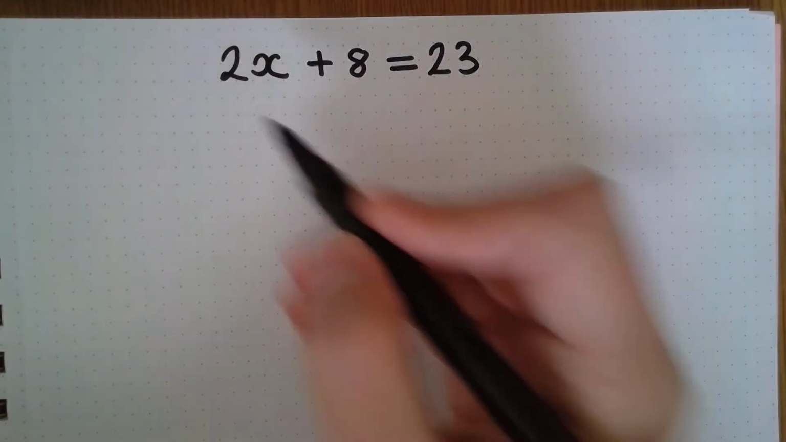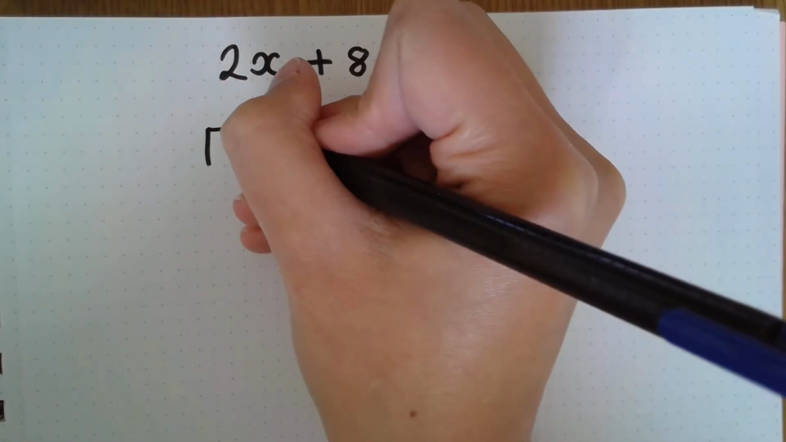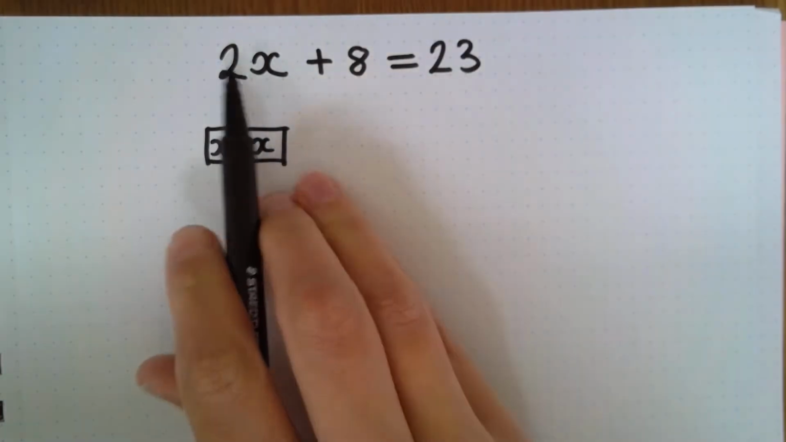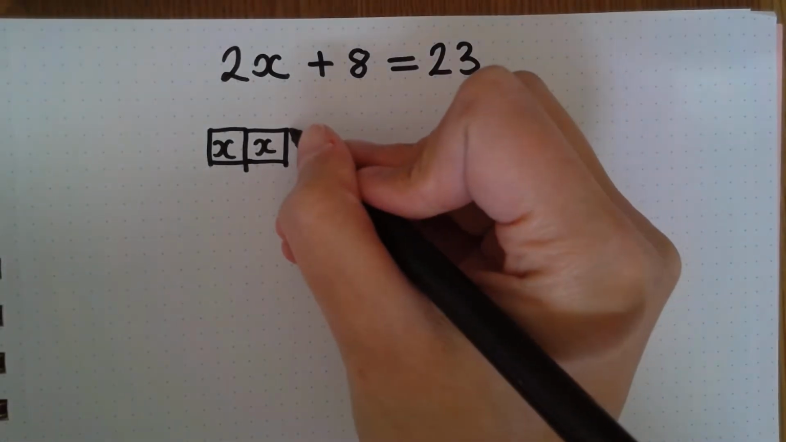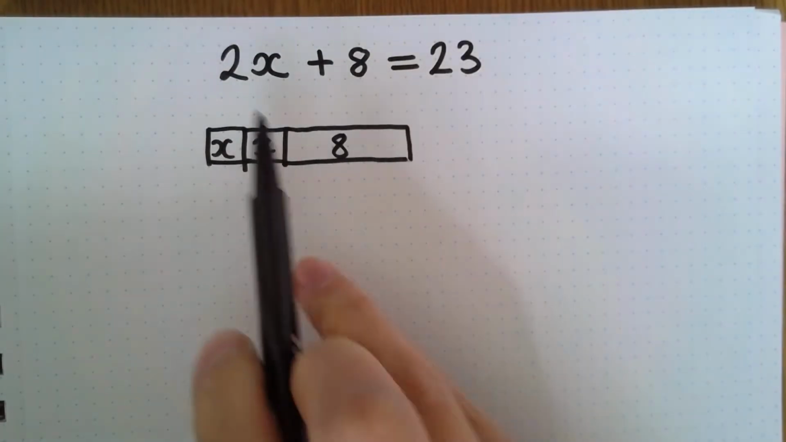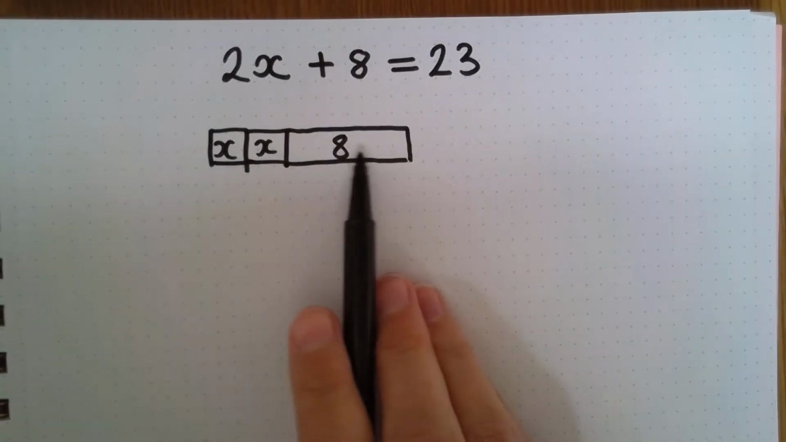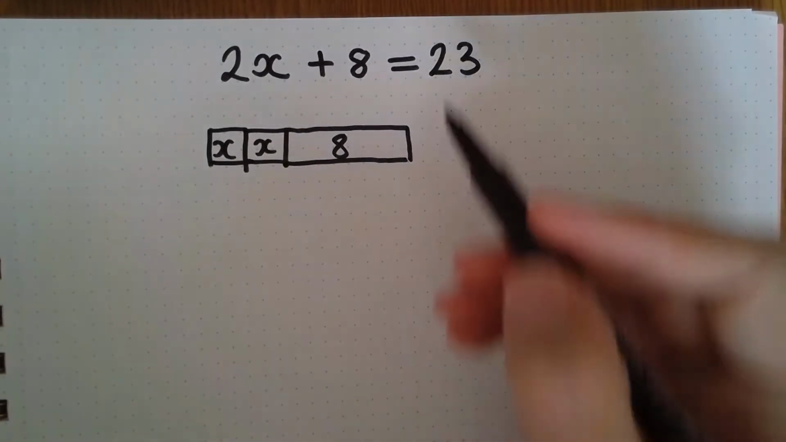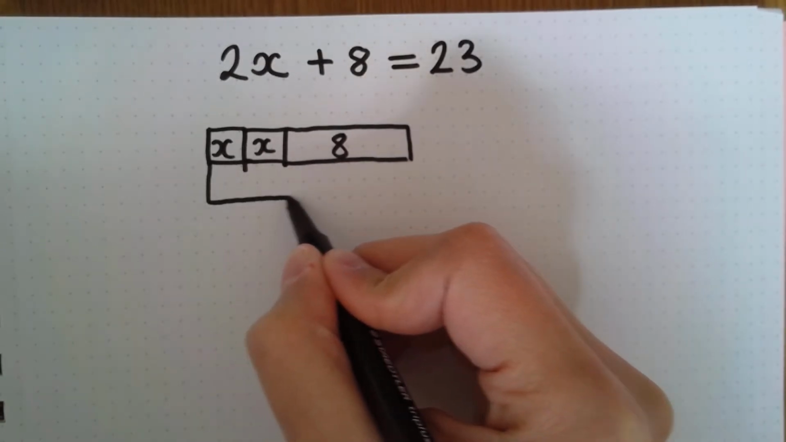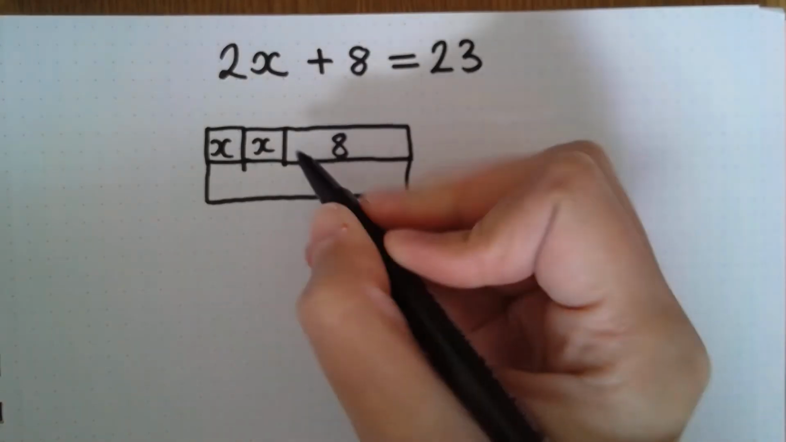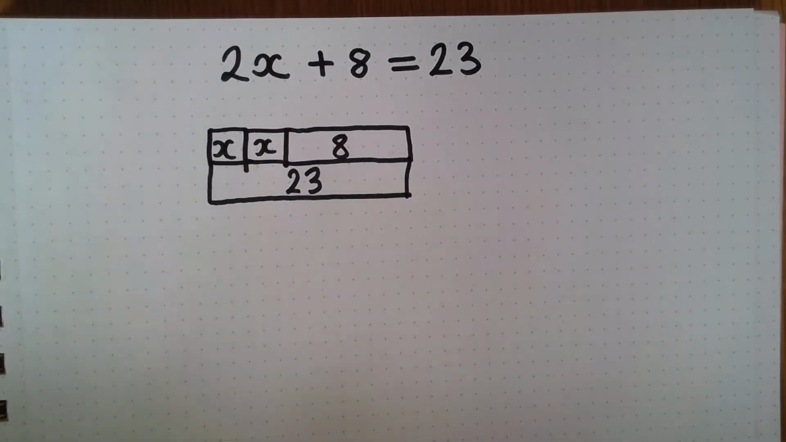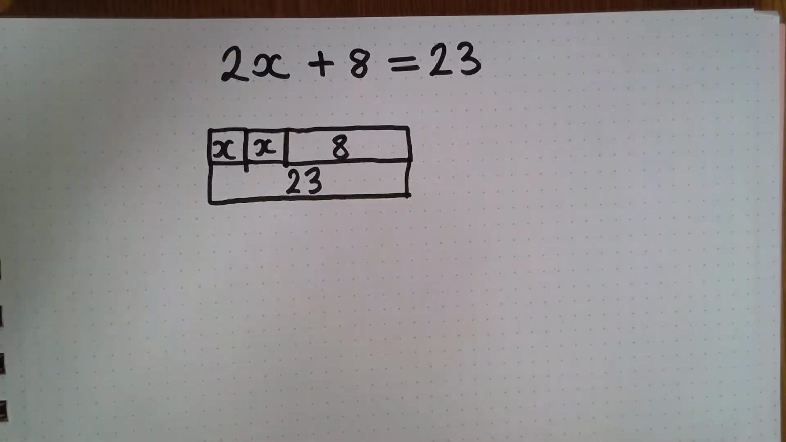Okay, so we've got two x's, so I'm going to draw two boxes that are the same size. So that's x and that's x. We've got two of them. Add 8, so I'm going to add on another bar, and that's equal to 8. So there's my 2x, add 8, and that is equal to, so it's the same as 23. I know that whole thing is equal to 23. I know that they're equal because it's got an equal sign in between.